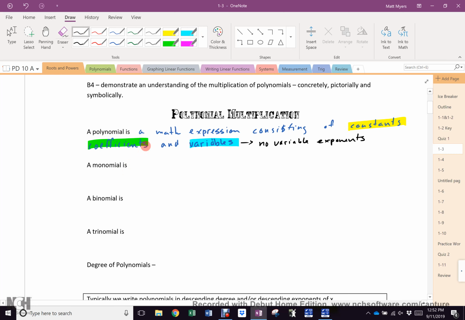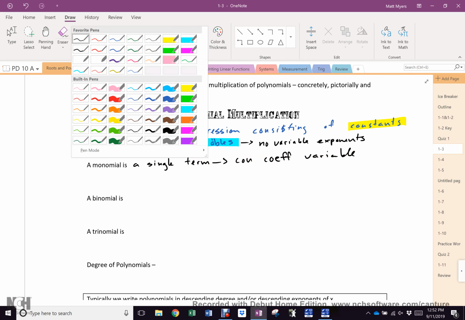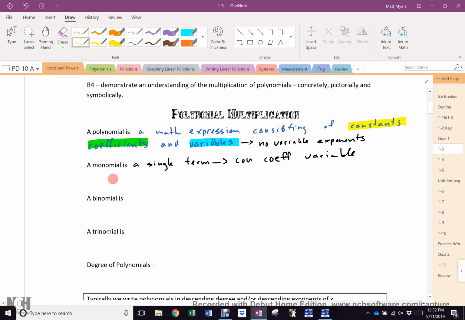A monomial is a single, what we call term. A term is a constant, a coefficient, or a variable. So, a single constant in yellow is 3. Why is 3 considered a constant? It is 3, right? Yeah. If I say 3, you know what I mean.